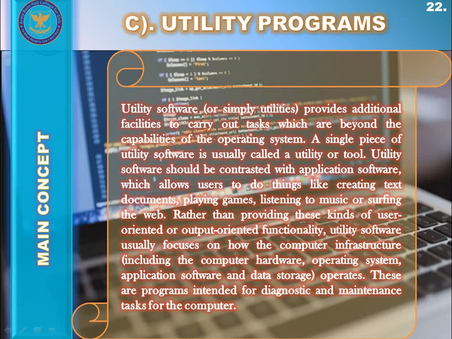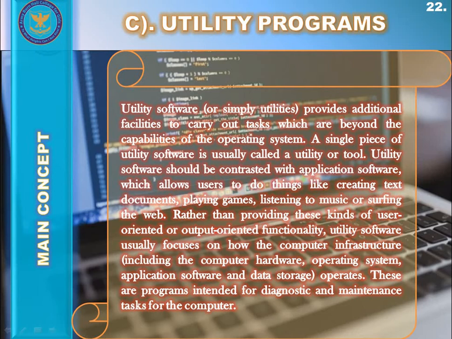So after operating system, after device drivers, the third type of system software is utility programs or utilities. Utility software, or simply utilities, provides additional facilities to your computer to carry out tasks which are beyond the capabilities of the operating system. A utility program is a type of system software that helps users to analyze, configure, monitor, or help maintain their computers.